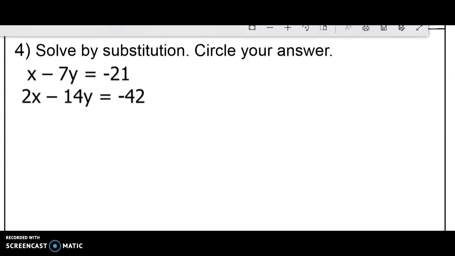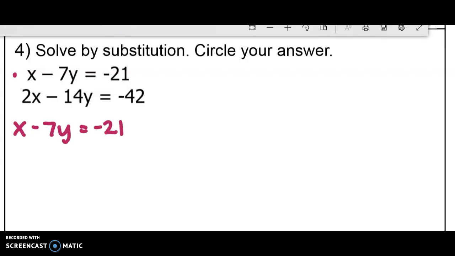Okay, so substitution. Now this is the one where I want to have one of the equations solved for a variable so I can plug it into the other one. Seeing how this first equation, it looks like it'd be very easy to get x by itself. Let's do that. I'm going to come down here and rewrite that first equation, and I'm going to get that x all by itself.